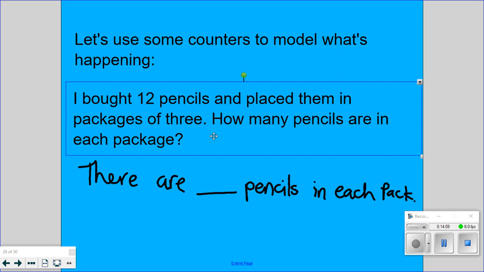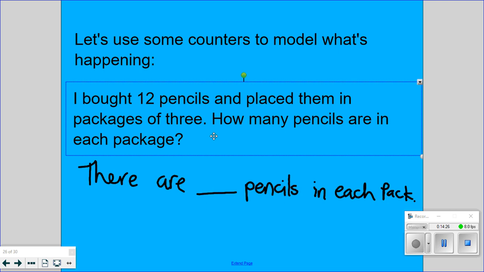Yeah. So, Carl, you're right. We have 12 pencils, and that's important. But is that what I actually want to know? No, I actually want to know how many pencils in each pack. But that 12 tells us, hey, that's the total amount of pencils, right?